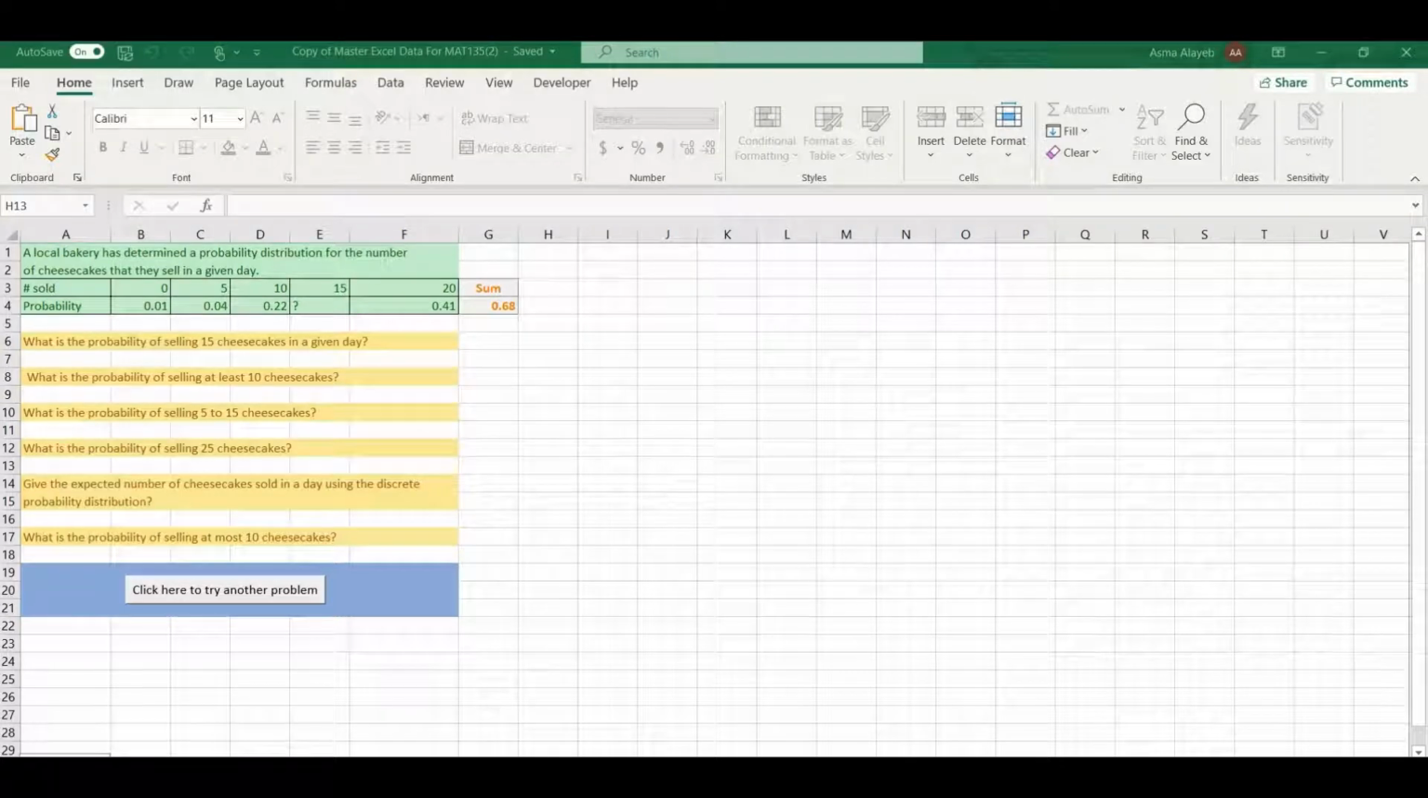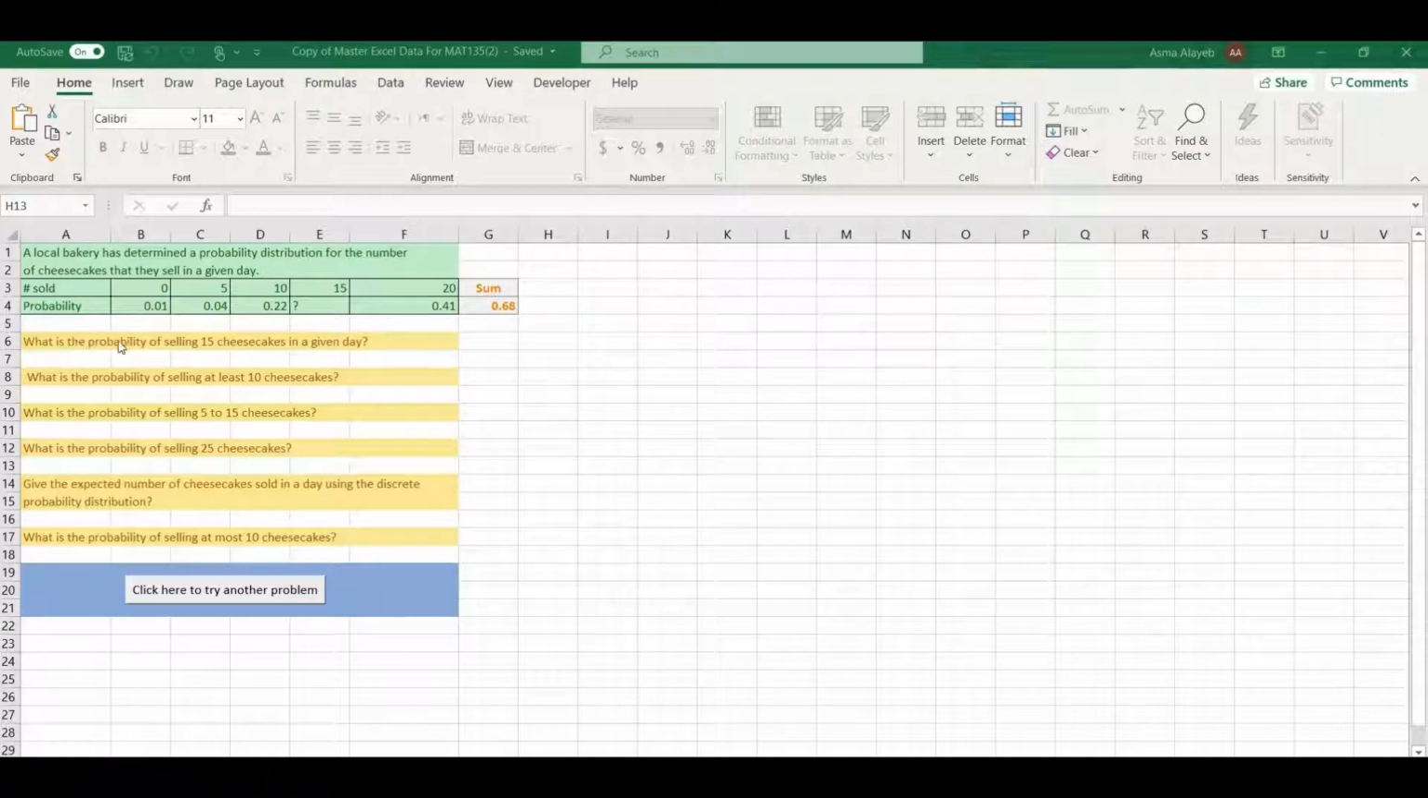Hello students, in this video I will show you how to answer a question from the probability distribution lesson. This question says a local bakery has determined the probability distribution for the number of cheesecakes that they sell in a given day. This table summarizes that information for us. There is one probability missing.